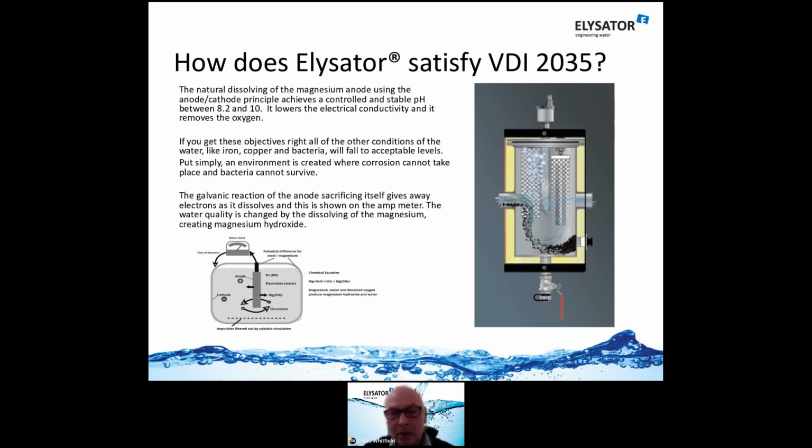The anode is sacrificial, so it is corroding, but for any metal to corrode, it needs oxygen. So the very first thing we do is remove the dissolved oxygen from the system, and oxygen is the biggest cause of corrosion. So that dissolved oxygen is consumed to sacrifice the anode, and that anode, when it corrodes, releases magnesium hydroxide, which stabilizes our pH between 8.2 and 10. And that in turn breaks down the hardness and lowers electrical conductivity. So the objective of 18th century science, electrochemistry, and VDI are all achieved by the sacrificial anode approach. All stuff we've all done in the school classroom at some point.